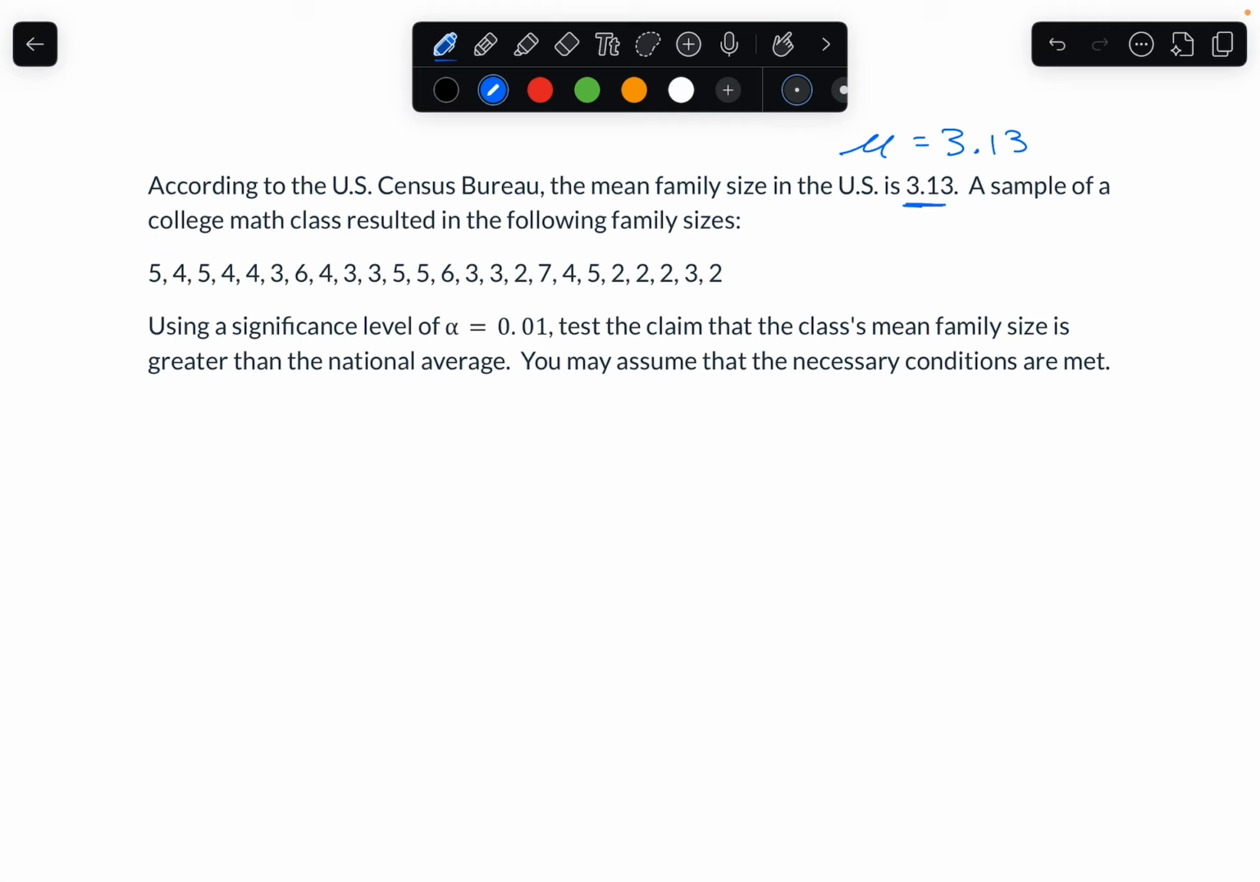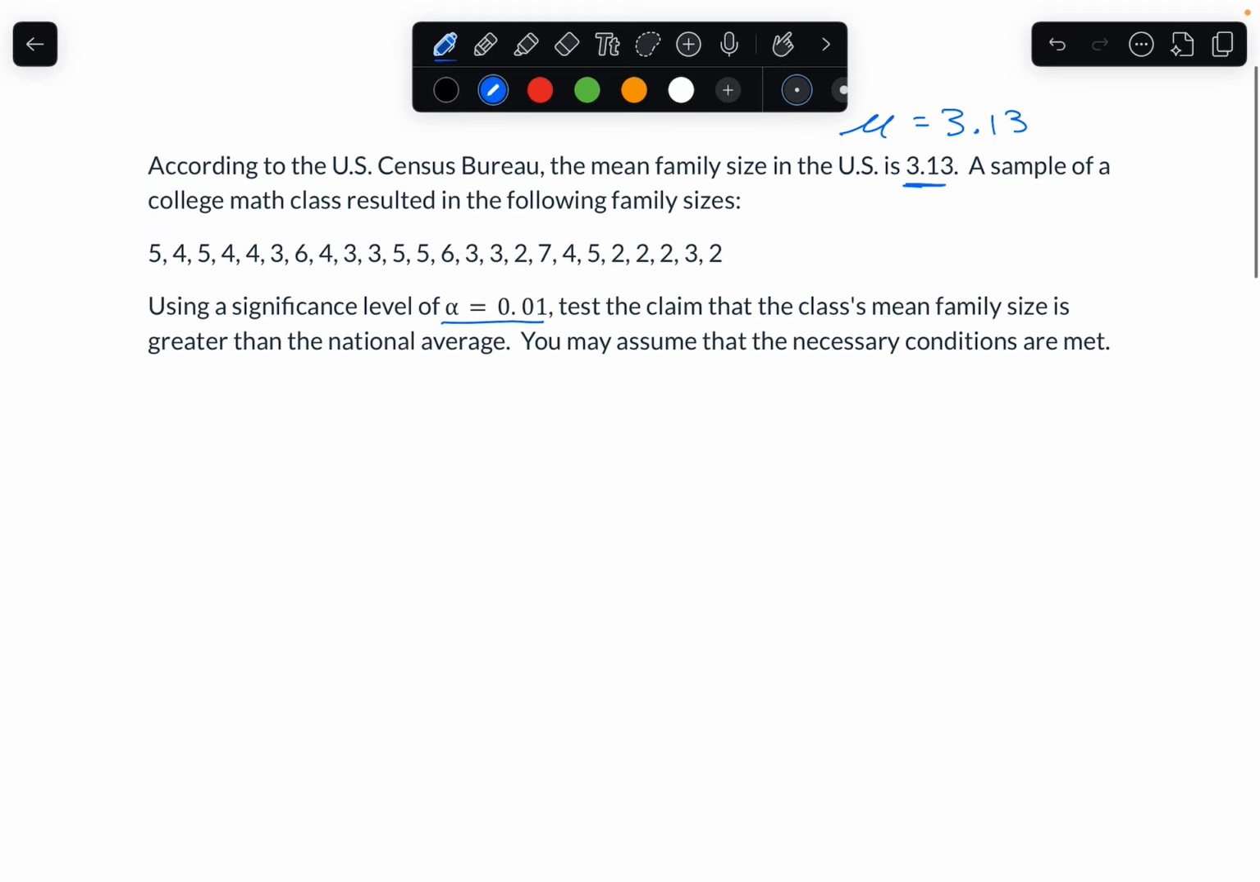A sample of the college math class resulted in the following family sizes. So we've got all of these right here listed out. We haven't actually gone and calculated the mean or the standard deviation. We just have this raw data. Using a significance level of alpha equals 0.01, test the claim that the class's mean family size is greater than the national average. You may assume that the necessary conditions are met.